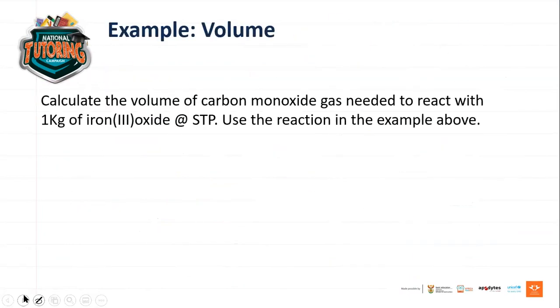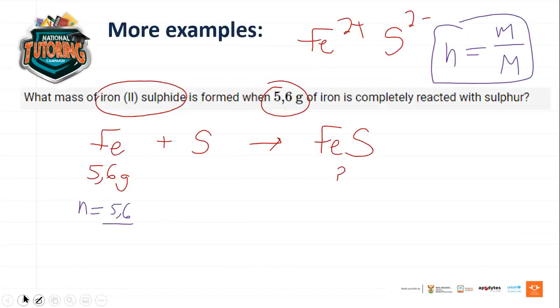So we're going to divide there by 56. Okay, so that should be an easy sum. 5,6 divided by 56 is 0,1. 0,1 moles. Now, moles is not M, moles is MOL. Now, once I have the number of moles of iron, this is what we were given.